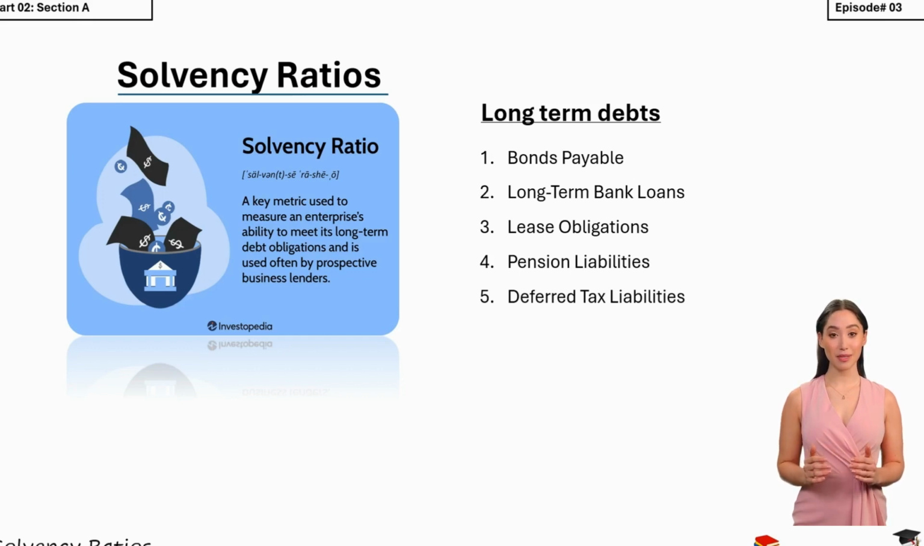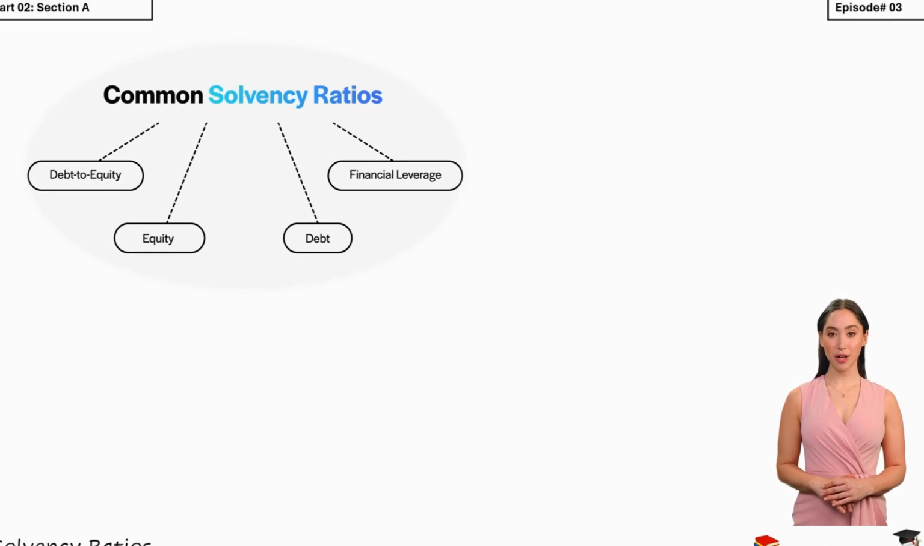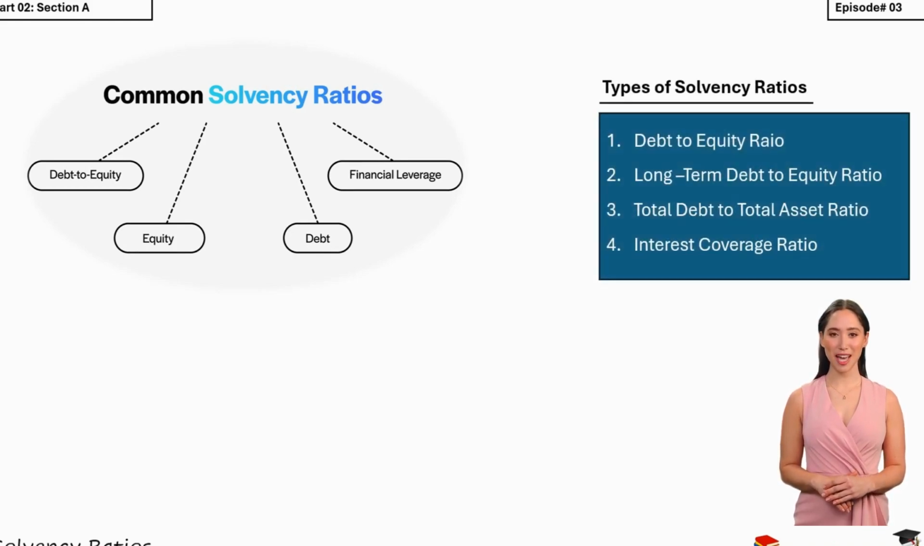All right, let's take a deeper look into solvency ratios. These ratios help us understand how well a company can meet its long-term financial obligations. So, what are the key solvency ratios we'll be discussing? 1. Debt-to-equity ratio. This ratio shows the proportion of debt and equity a company uses to finance its operations. It helps in understanding financial risk. 2. Long-term debt-to-equity ratio. A more focused version of the debt-to-equity ratio, this one considers only long-term debt, giving a clearer picture of long-term financial stability.